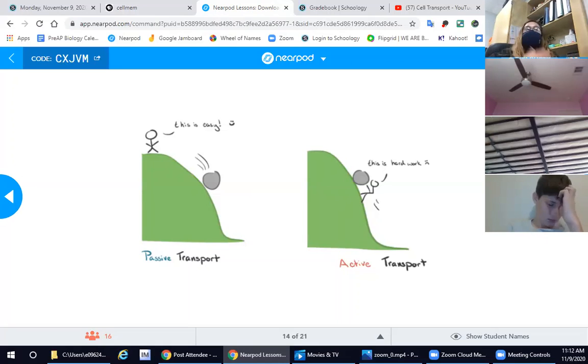We are going to have passive transport, which requires no energy at all. It's very easy to move those materials. And that's going to be like riding your bike down the hill. You know how easy that is. You don't even need to pedal. You just coast your way through. That's going to be for molecules that go from a high concentration to a low concentration.